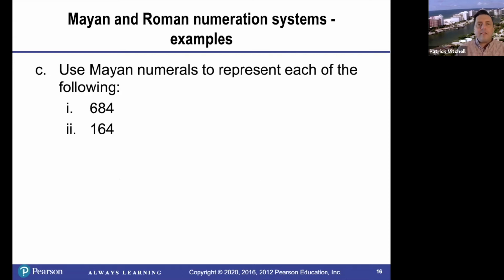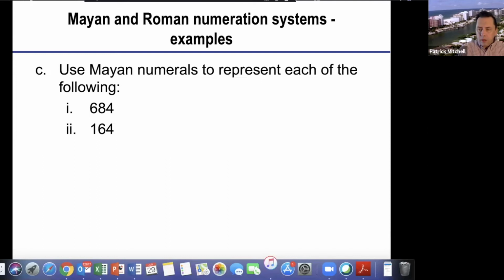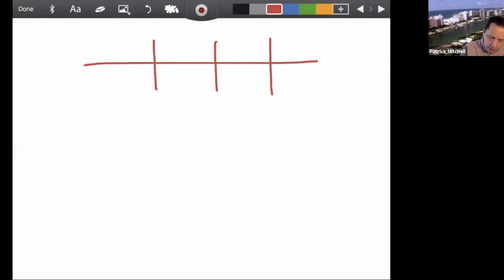All right, that brings us to our Mayan numerals, and I'm going to have to do this on the tablet, starting with 684. Okay, so let me start by telling you about the place value system for Mayan. It's almost a base 20 system. Oh, it's in red, I guess it doesn't matter. Almost a base 20 system.